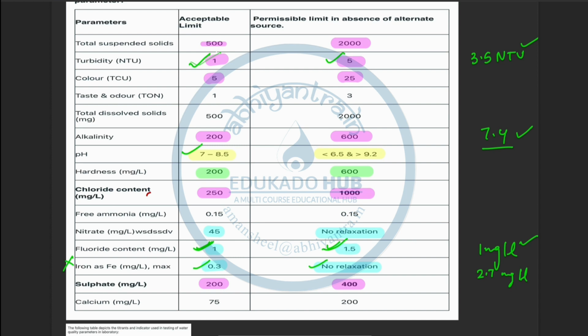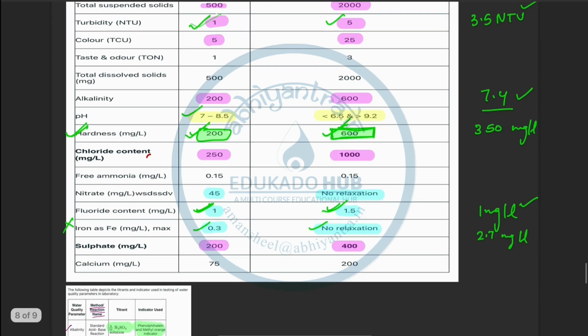And then total hardness. See, total hardness 200 is the acceptable limit. But in any other sources it can go up to 600. So 200 is the acceptable and we have been given 350 milligram per liter. So hardness should also be removed. 600 is the case when there are no alternate options. There are other options, but the acceptable limit is 200.